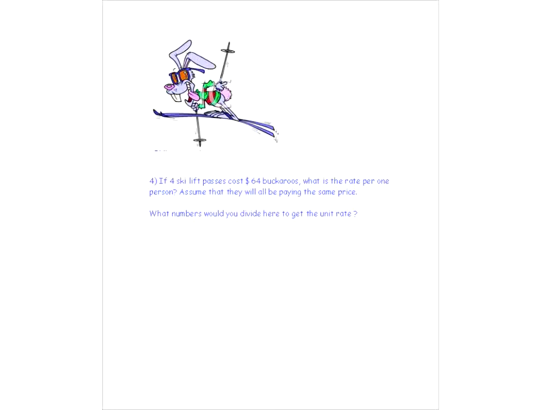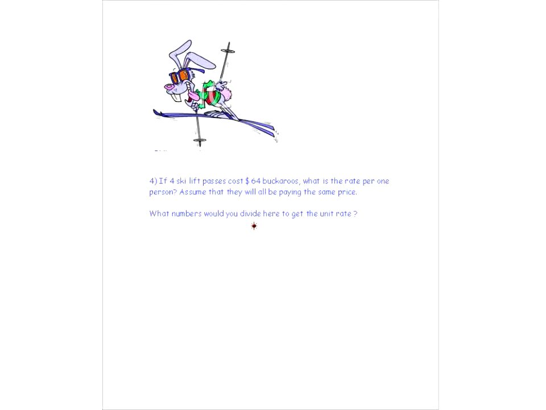Okay, so now that we know we have to divide a lot of times to find a rate, let's use that in the next question. So we got a picture of this bunny rabbit here. So the question says, if 4 ski lift passes cost 64 buckaroos, okay, in other words dollars, right? What is the rate per one person?